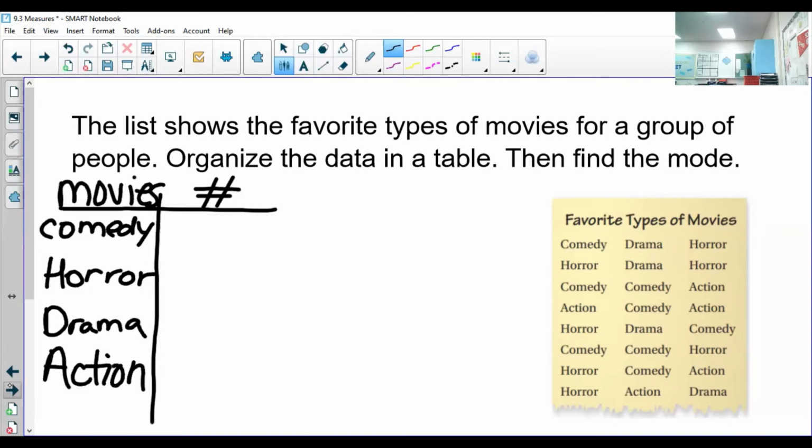And I think that might be it. I don't think I see any more. So now we just count. And again, I'm going to cross these off as I go so I don't recount anything. So let's start with comedy.